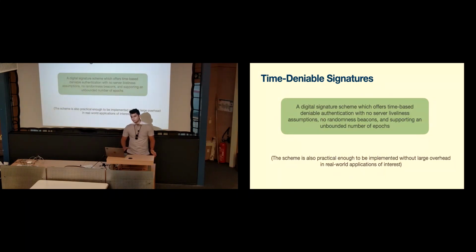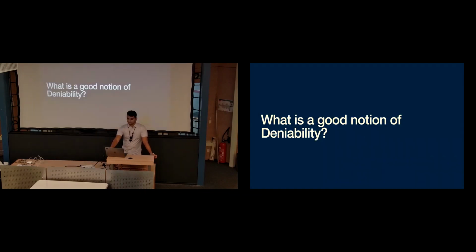And so this is what we present in our work. We have a digital signature scheme that has time-based deniable authentication. So after a set period of time, your signatures sort of expire or become deniable. And we don't need any liveness assumptions. We don't need randomness beacons. And we can support an unbounded number of epochs in the security parameters, strictly speaking, from a cryptographic perspective, right? And as I'll show in the end, our scheme is efficient enough to be implemented with most practical applications where this is an issue today.